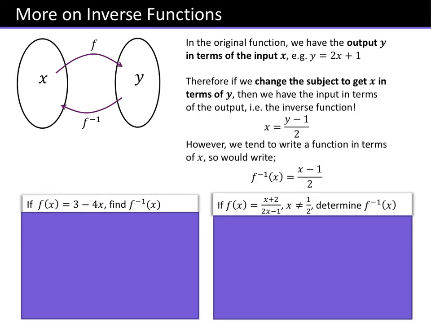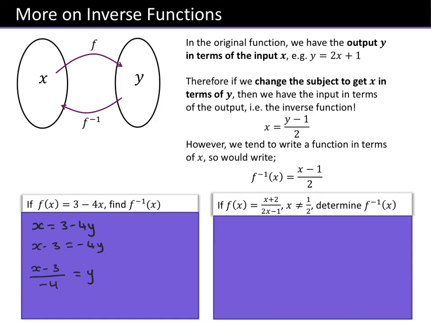So we have f of x equals 3 minus 4x. What I find easy to do is, instead of f of x, I'm going to write x equals 3 minus 4y, and then I rearrange to get y equals. So I'm going to do x minus 3 equals negative 4y. So x minus 3 divided by negative 4 equals y.